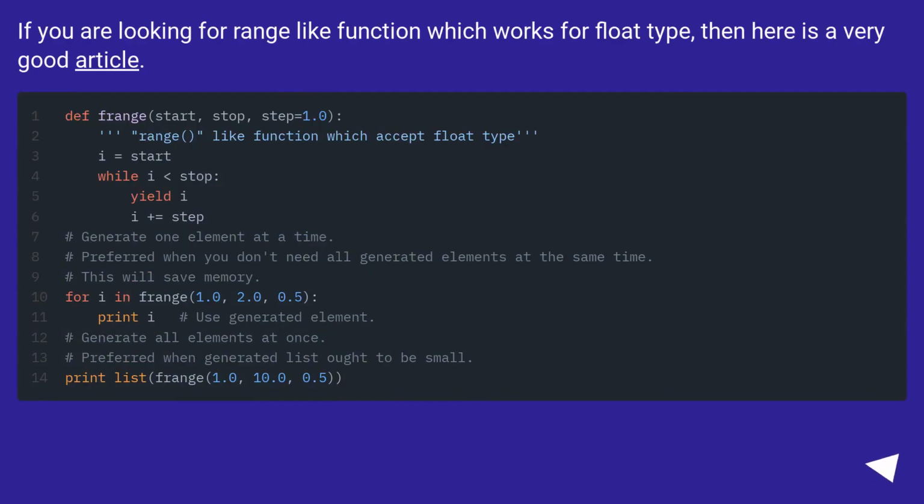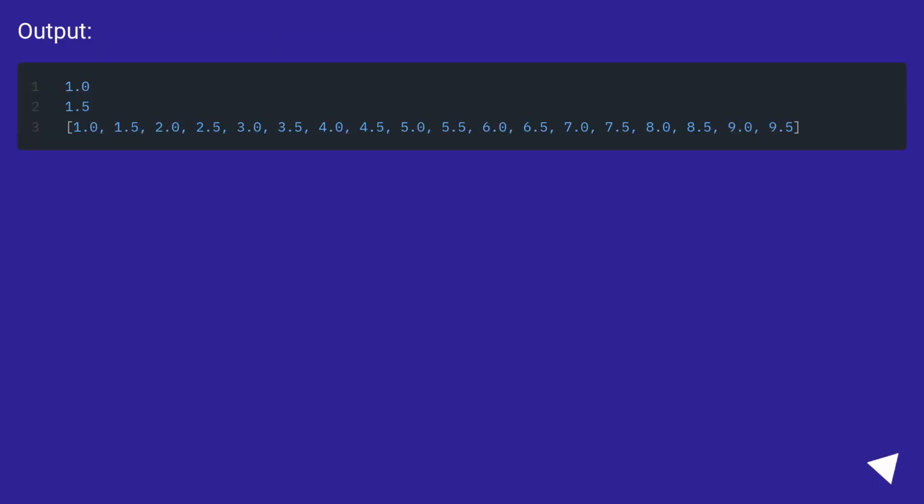If you are looking for a range-like function which works for float type, then here is a very good article. Output.